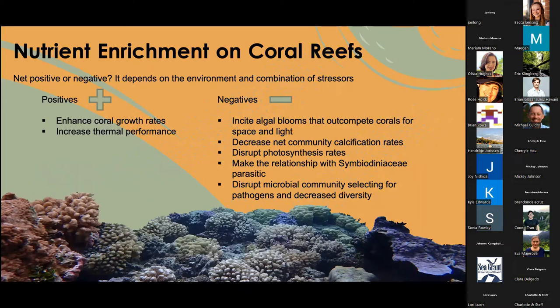But corals aren't the only things that require nutrients to survive. So some of the negatives found from nutrient enrichment are that it incites algal blooms that outcompete corals for space and light, can decrease net community calcification rates, it can disrupt photosynthesis rates, it can make the relationship with the Symbiodiniaceae parasitic instead of symbiotic, as well as disrupt the microbial community, selecting for pathogens and decreased diversity.